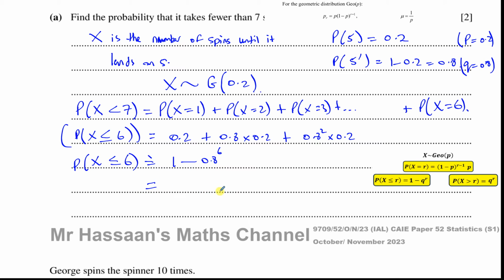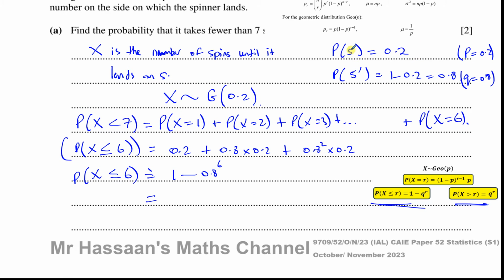Now what we can do is work out what this is. The probability that x is less than or equal to 6 is 1 minus the probability of the failure to the power of r. Now this is not given in the formula sheet, so this is something you have to memorize, this and also this one, which will come in useful in the next part of the question. They're not given in the formula sheet. What's given in the formula sheet is simply this formula here, and the fact that the mean value is 1 over the probability of success, which we don't need in this part of the question.